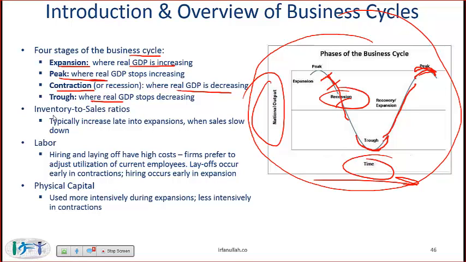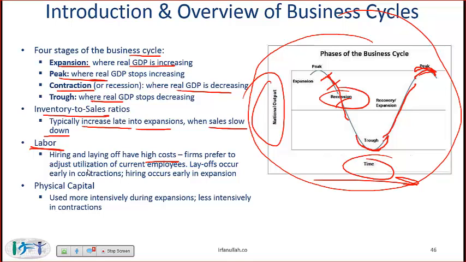An important ratio to keep an eye on is the inventory to sales ratio. This typically increases late into expansions when sales slow down. Labor, hiring and laying off have high costs. In other words, it's not very easy to hire and it's not very easy to fire. Firms prefer to adjust utilization of current employees.